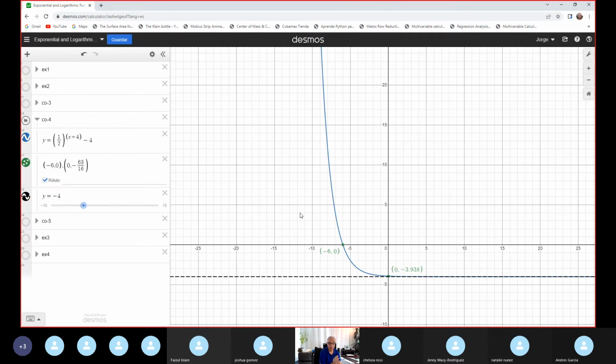We are doing the horizontal shift 4 units to the left. We are doing a reflection because remember that the base is 1/2, which is equivalent to saying 2 to the negative 1. This is the reason that this exponential is decay. And finally, minus 4 gives a vertical shift down.